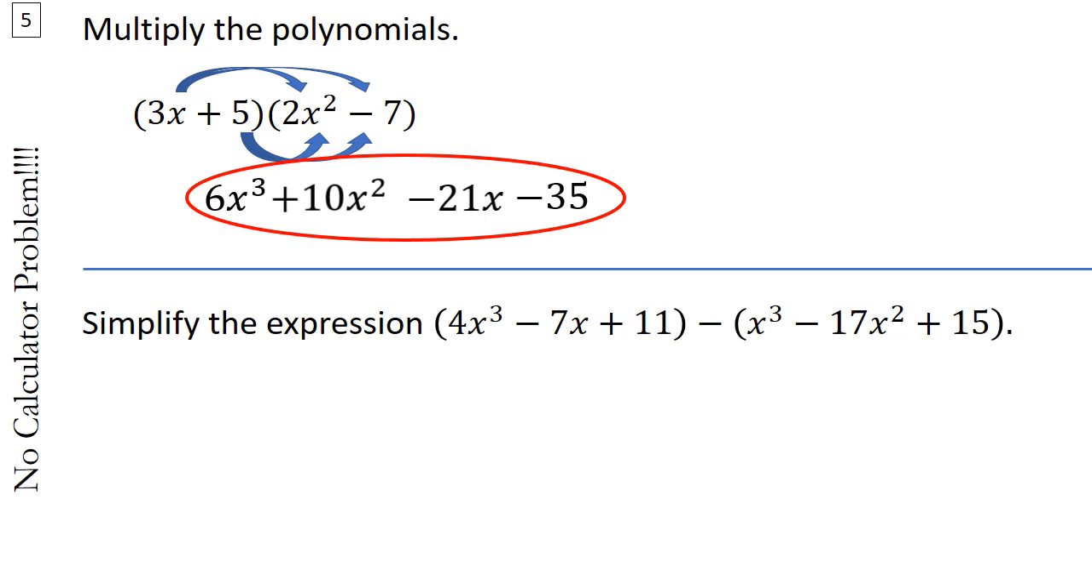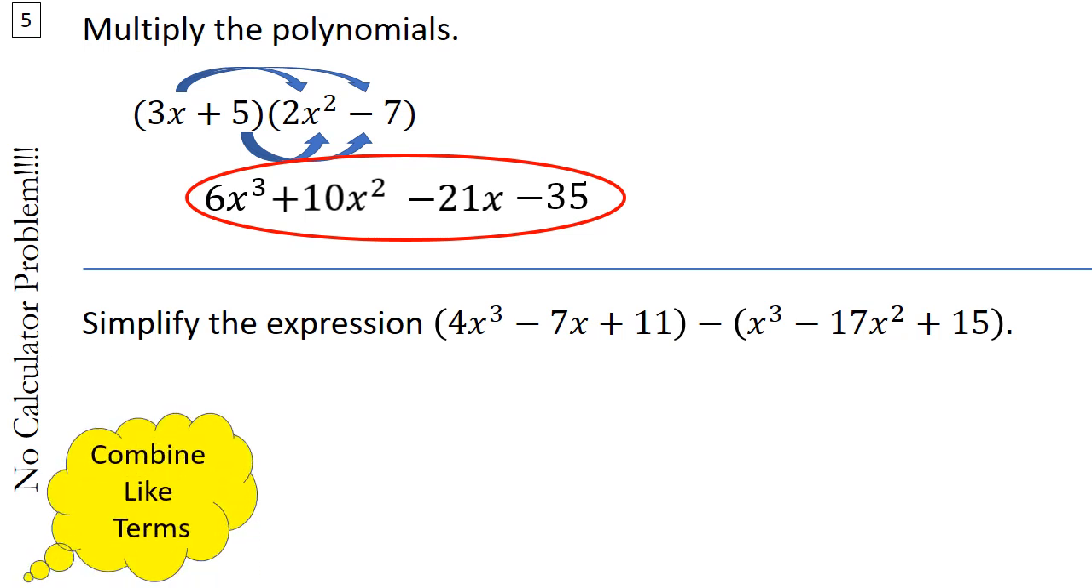Now, this second problem, a lot of people are going to come down here and start trying to distribute all these things, but we don't need to. This is a subtraction problem, not a multiplication problem. If we're going to subtract, that's just going to be a matter of combining like terms. Now, there is one thing I do need to distribute. It's not any of those terms, it's just the negative. Subtraction is adding the opposite, so we need to distribute the negative.